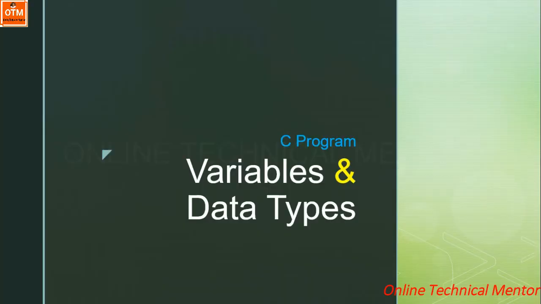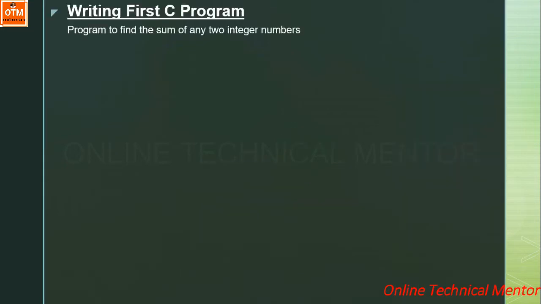In this video, we will learn about the variable and data types of C programming language. Let's do this operation: a program to find the sum of any two integer numbers. Before we start writing this program, let me tell you one thing.